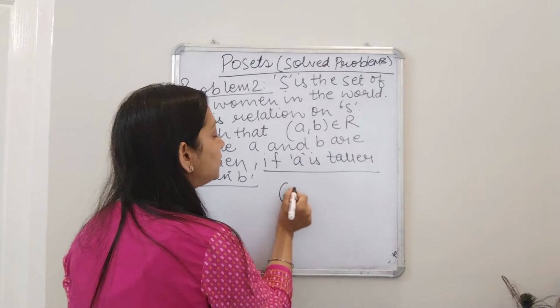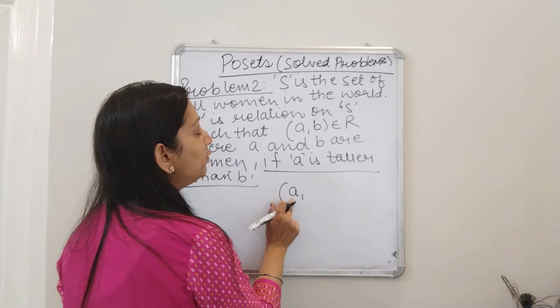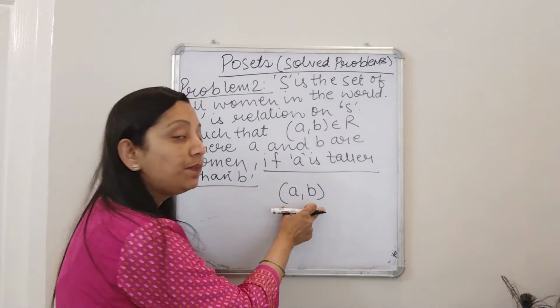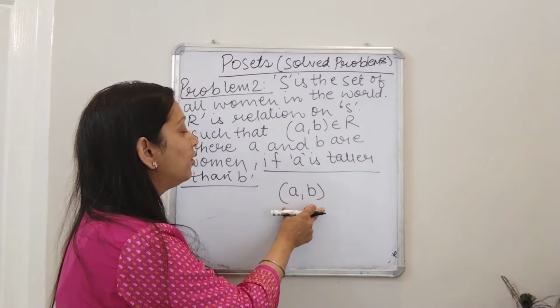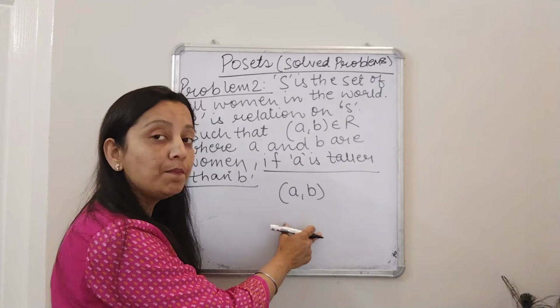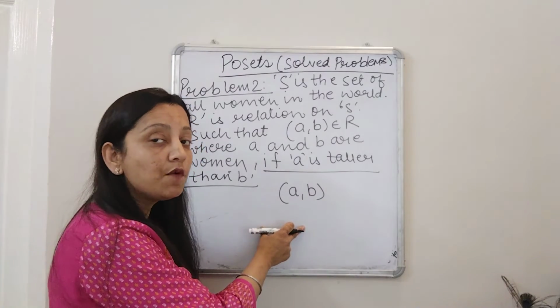So that means how this relation will be formed: the taller woman would come first and the shorter woman would come later in the ordered pair of the relation, because the criteria for the formation of this relation is that A is taller than B. So this is how this relation would be formed.